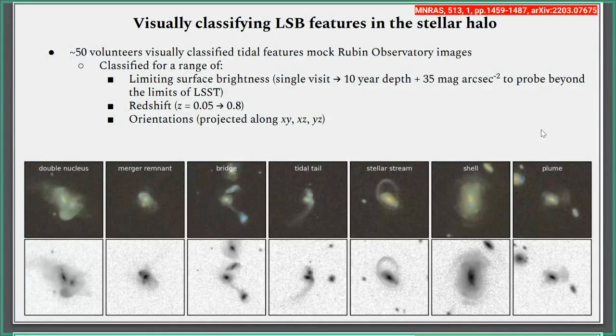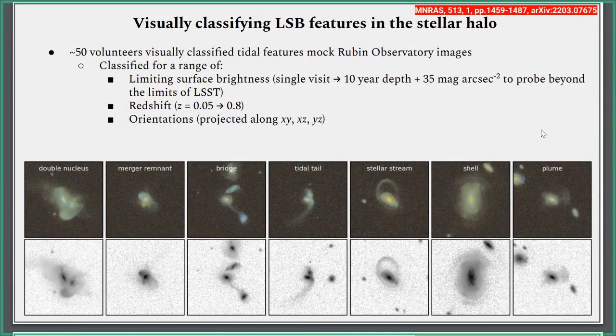The second exercise we did here was to produce Rubin-like mock images. And you can see here that the simulation produces a range of tidal features that we expect to see in reality. And we asked a group of 50 expert classifiers to look at these images and try to characterize and count the tidal features that they see within these synthetic images.